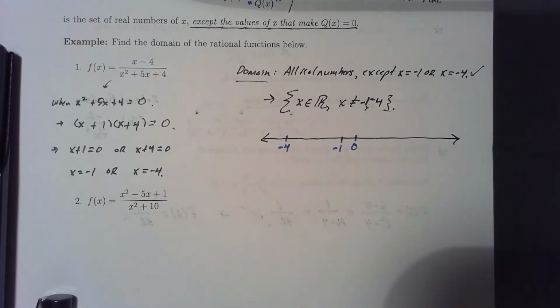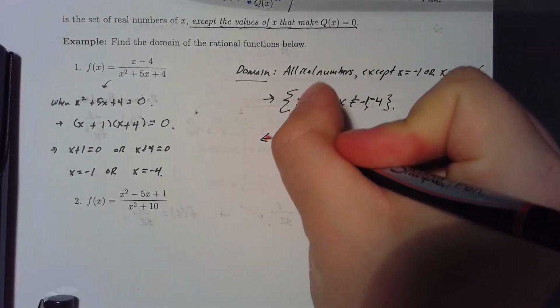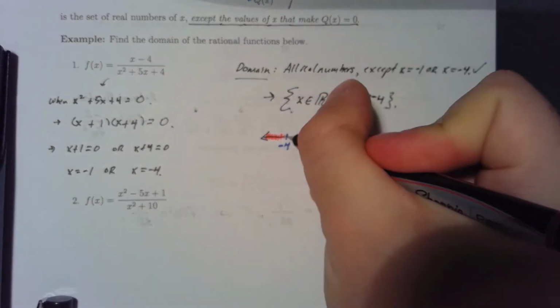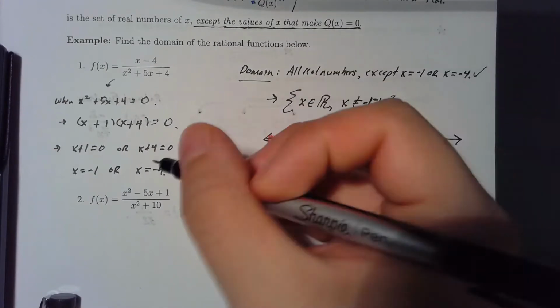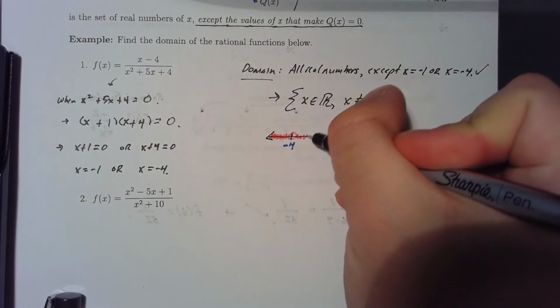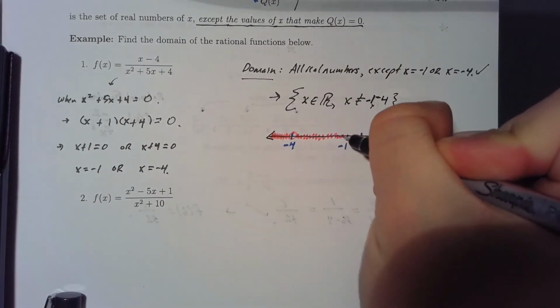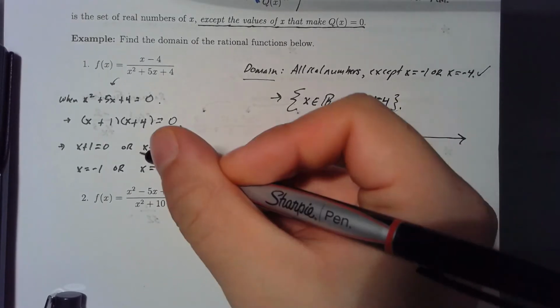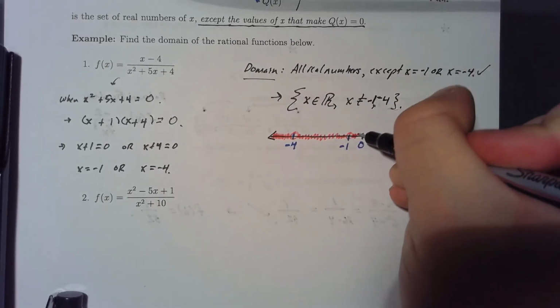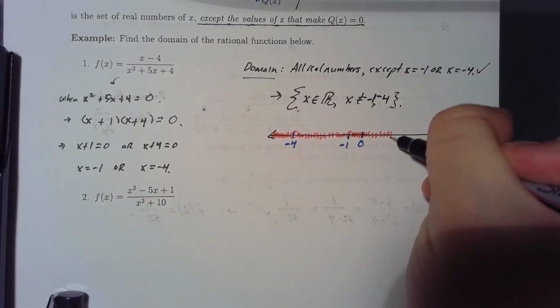So that's part of the domain, but that's not, because it's a bad point. This is part of the domain, but negative 1 isn't, because it's a bad point. And then everything else, including 0, is part of the domain.